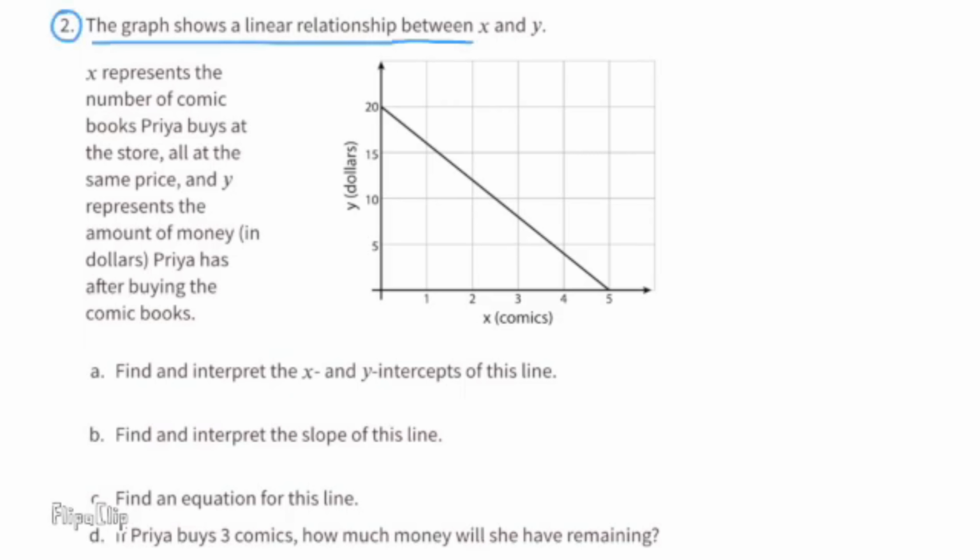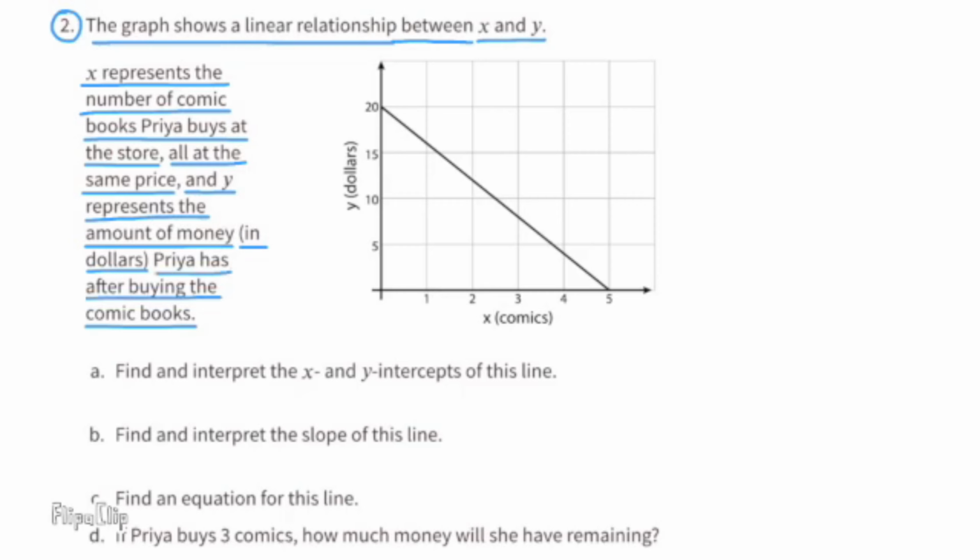Problem number 2. The graph shows a linear relationship between X and Y. X represents the number of comic books Priya buys at the store, all at the same price, and Y represents the amount of money in dollars Priya has after buying the comic books. A. Find and interpret the x and y intercepts of this line.